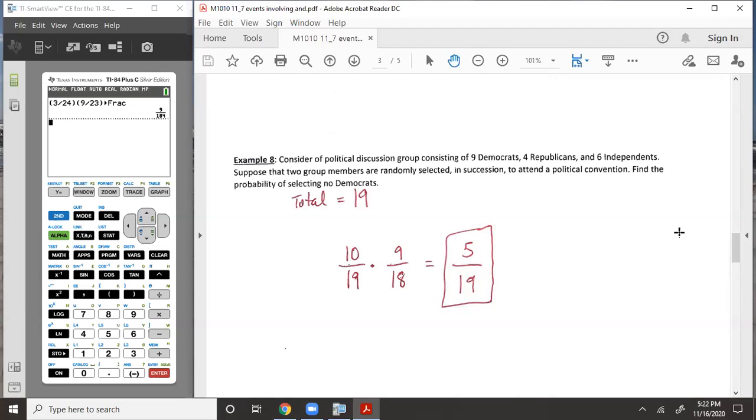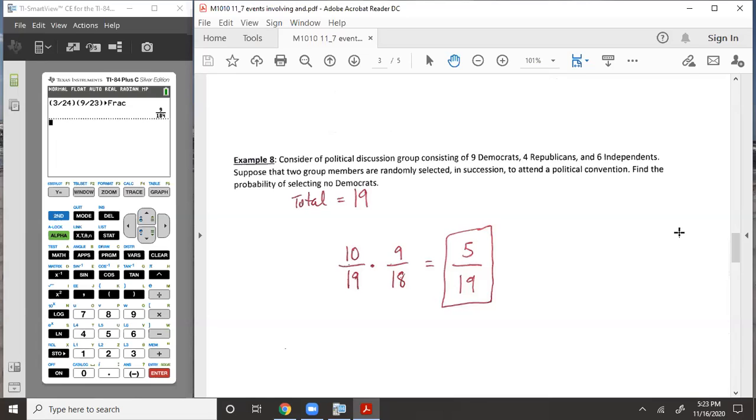Example 8, consider a political discussion group consisting of 9 Democrats, 4 Republicans, and 6 independents. Suppose that 2 group members are randomly selected in succession to attend a political convention. Find the probability of selecting no Democrats. So first we need to know how many total people we have. 9 plus 4 plus 6 is equal to 19.